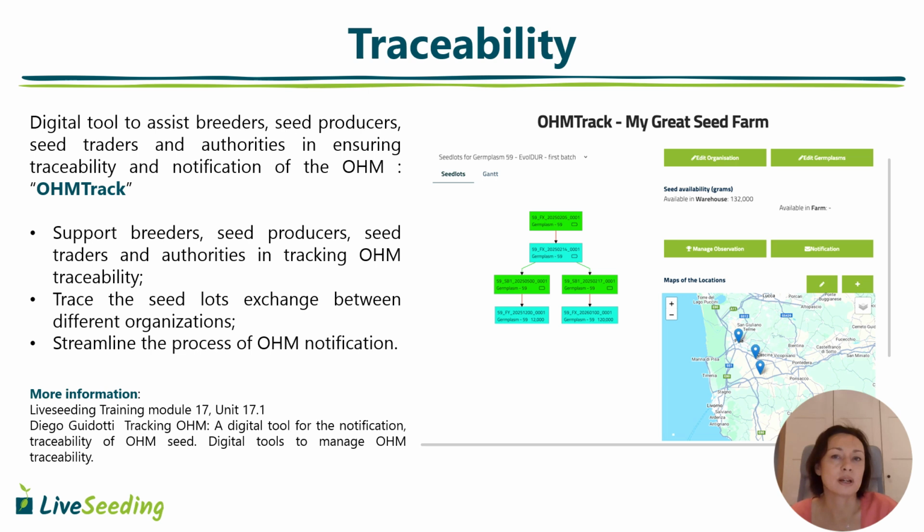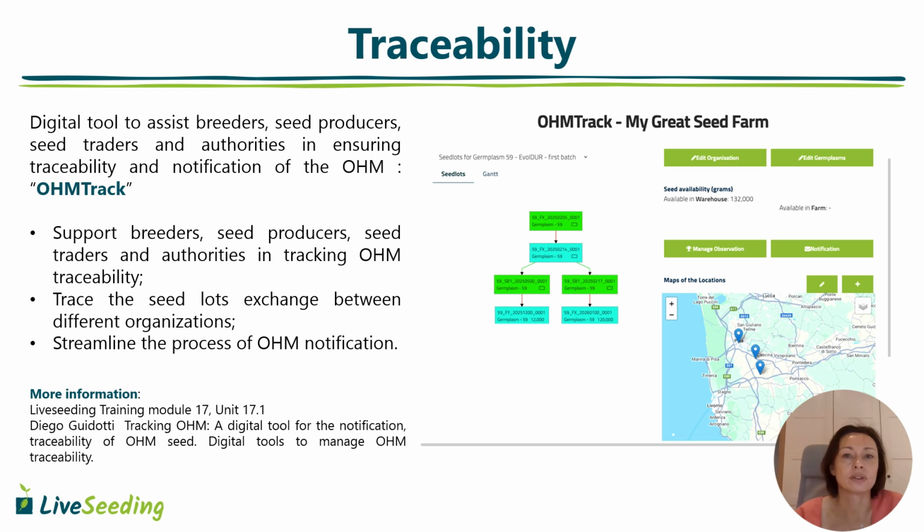OHM seeds cannot be identified based on their appearance, therefore traceability becomes essential. Traceability is especially valuable for heterogeneous materials like composite cross populations, and still useful for dynamic populations, as it helps overcome the challenge of visual identification and changes caused by natural selection.